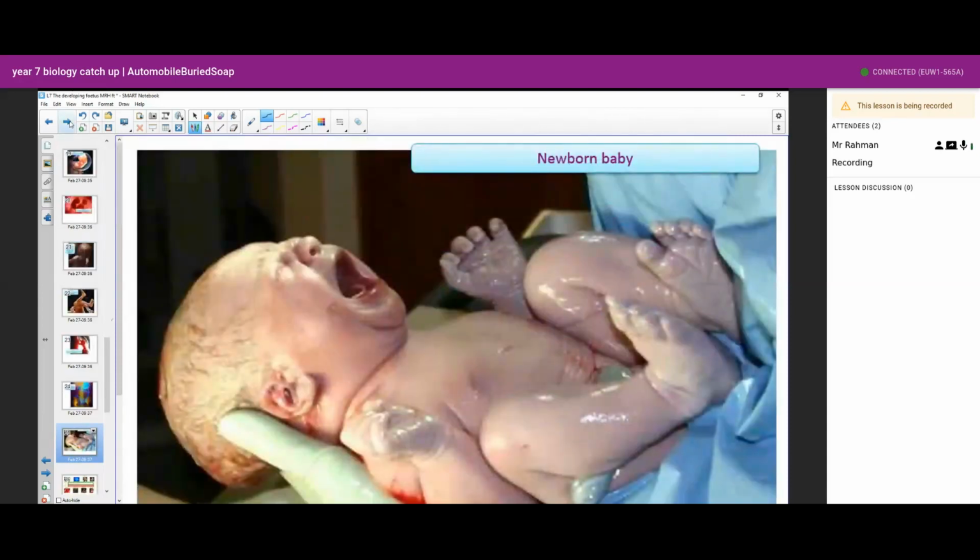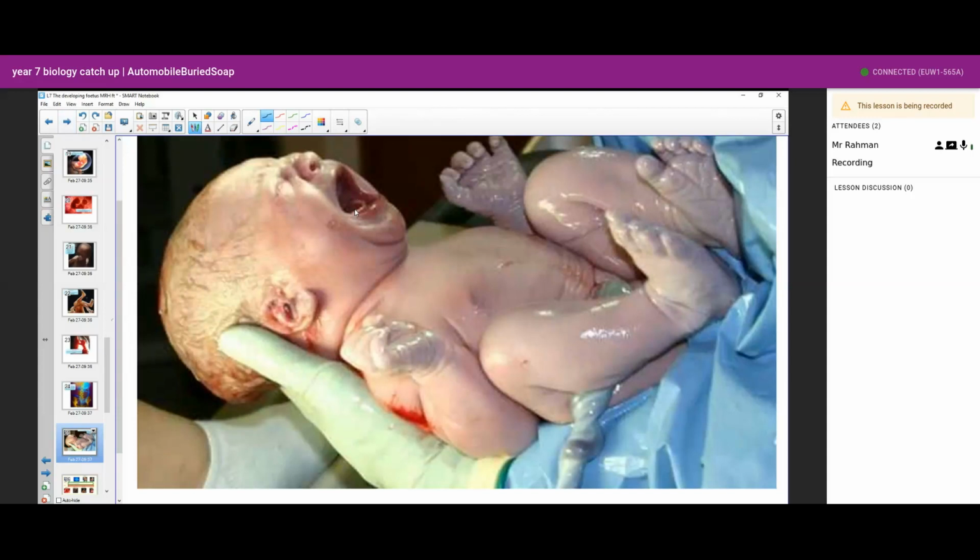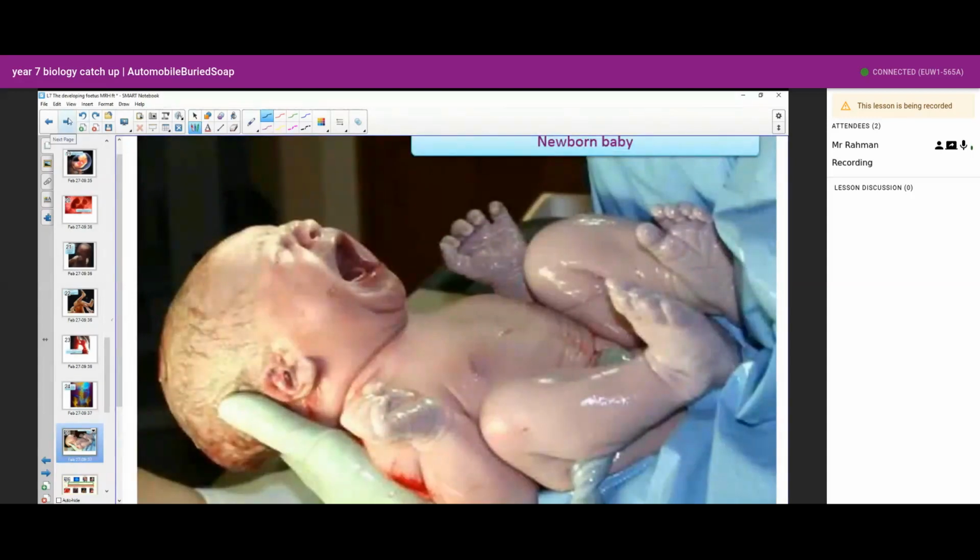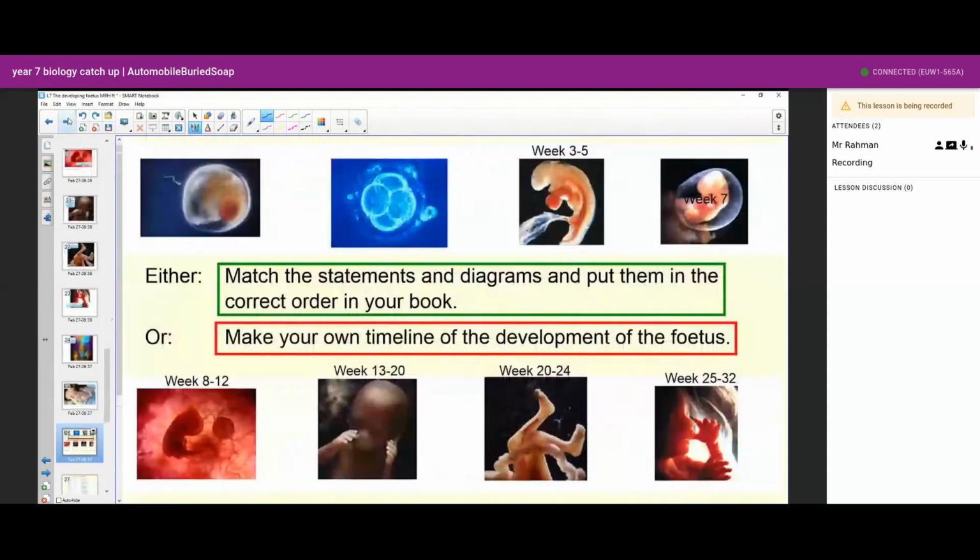And then finally, after 9 full months, a new baby is born and the umbilical cord is cut. And that's how all of you developed in your mother's uterus and you were born. Okay?